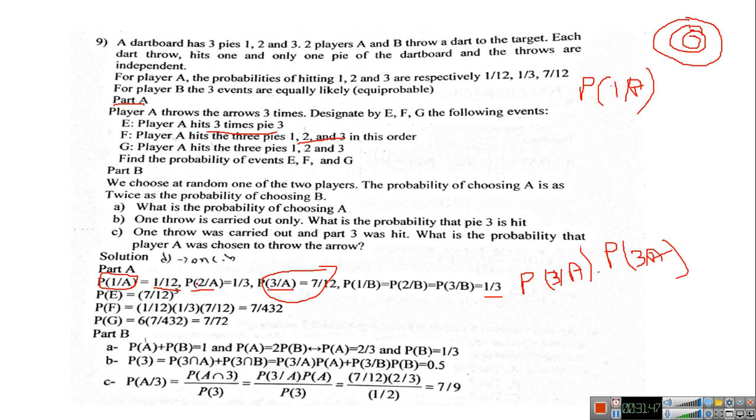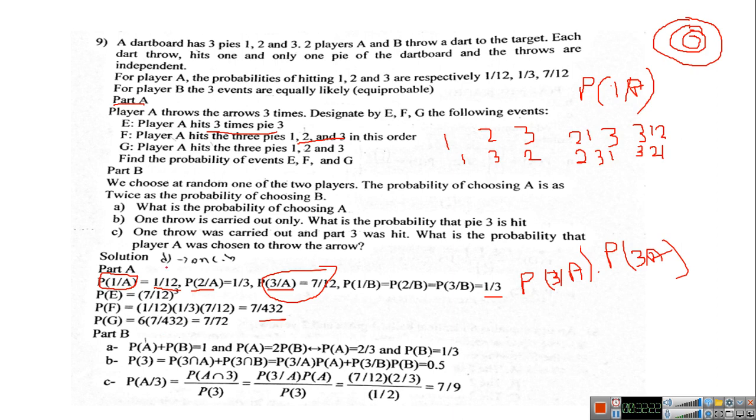So it's independent: 1/12 times 1/3 times 7/12. Then he's going to hit it in order. So either you have 1, 2, 3, or 1, 3, 2, or 2, 1, 3, 2, 3, 1, and the last one 3, 1, 2, or 3, 2, 1. So how many choices do I have? 6. So 6 times this one.